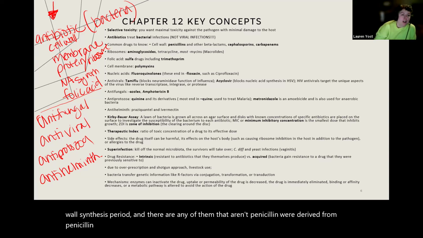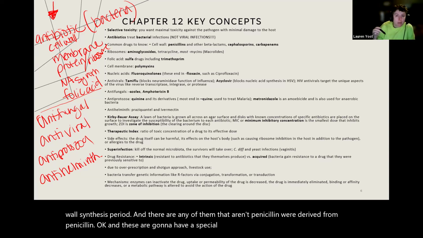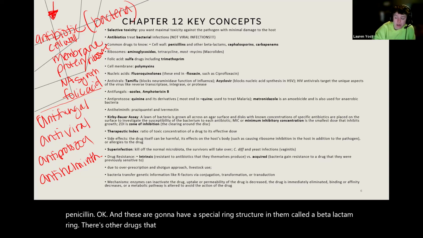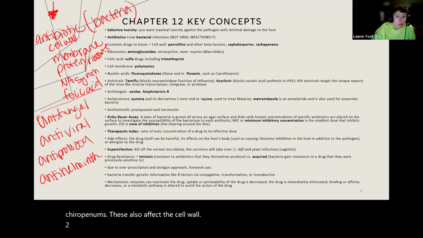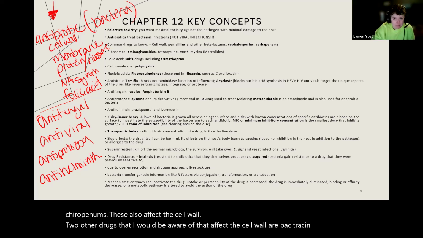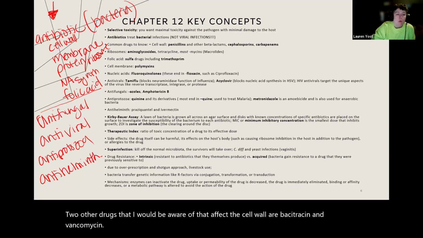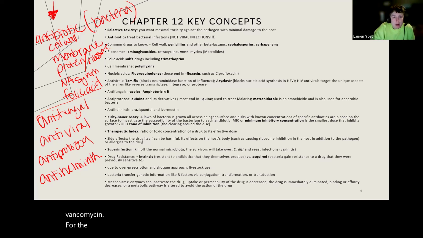And these are going to have a special ring structure in them called a beta-lactam ring. There's other drugs that also have beta-lactam rings, like the cephalosporins and the carbapenems. These also affect the cell wall. Two other drugs that I would be aware of that affect the cell wall are bacitracin and vancomycin. For the ones that affect the cell membrane, the one you need to know is polymyxins.